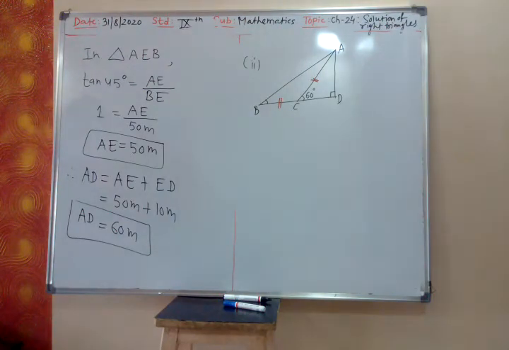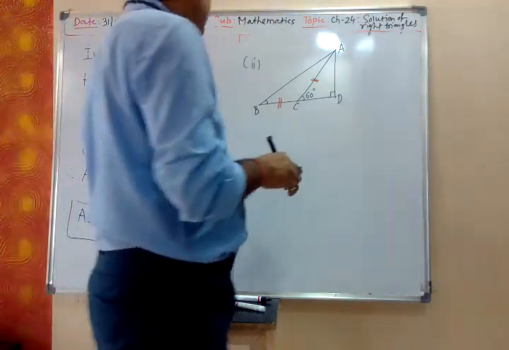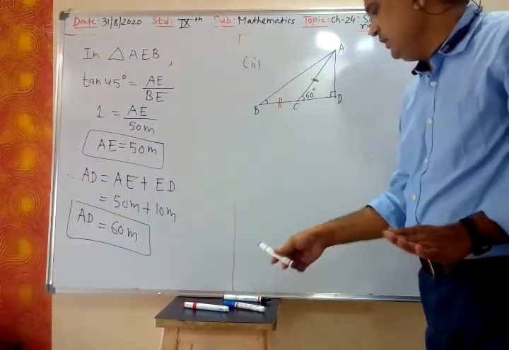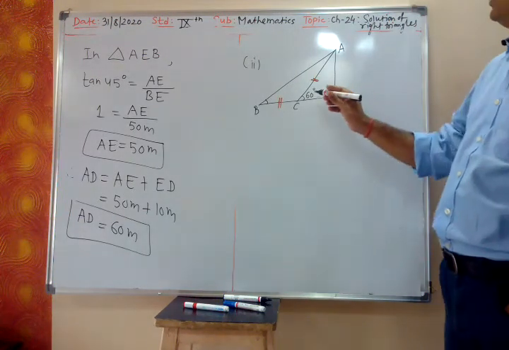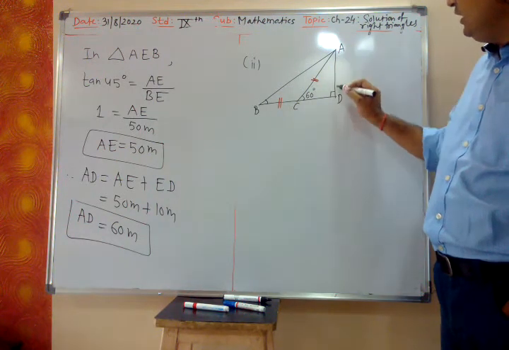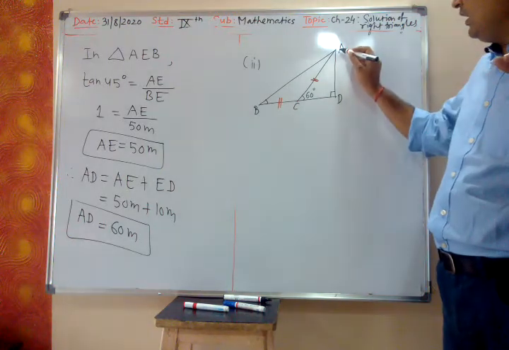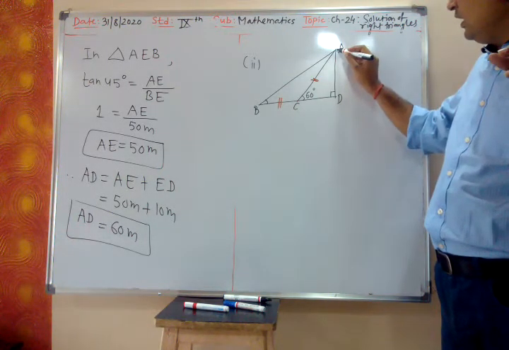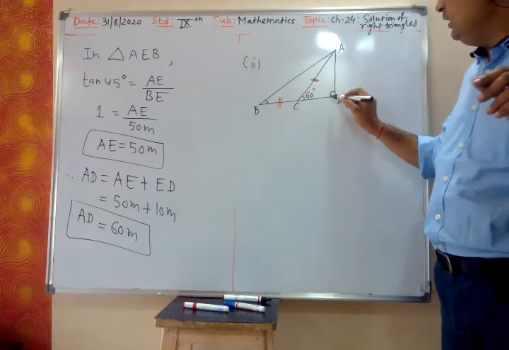Find the value of AD. So what I will do, see, how many right angle triangles are there? Tell me. One is AD. No, not only one. See here. There are two right angle triangles, ADC, and the bigger one is ADB.